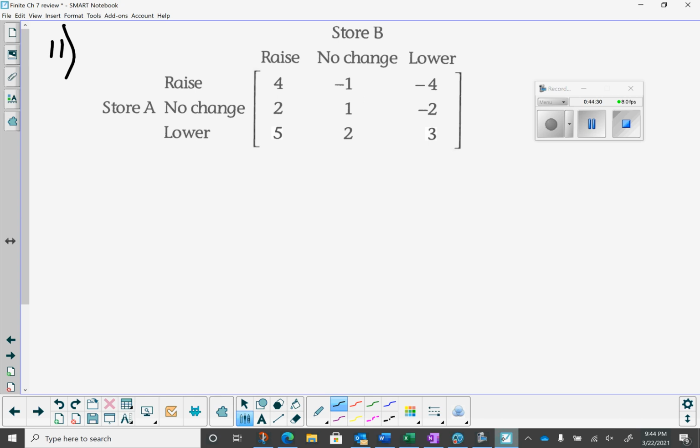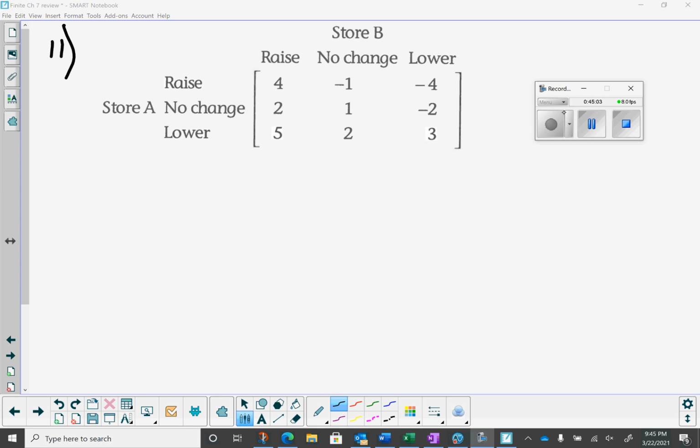No change is 1. Again, people like us more. No change, store B lowers, yeah, we're going to lose some. If we lower and they raise, oh yeah, that's the best outcome for us. And again, we lower prices, they don't change them at all, we're going to gain. They lower and we lower, yeah, +3. I'm not sure that one is consistent either.